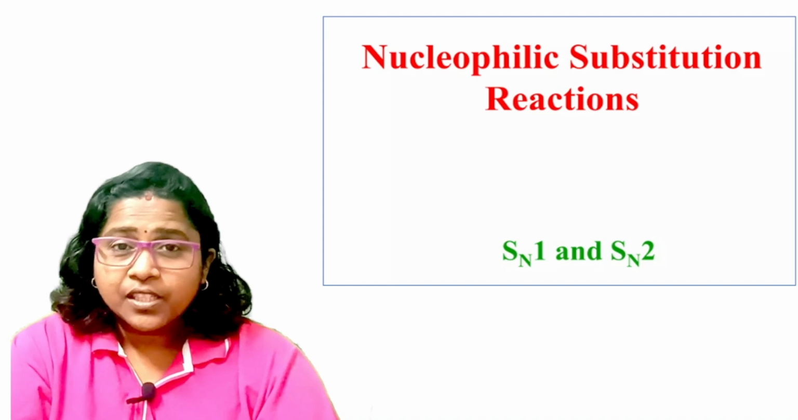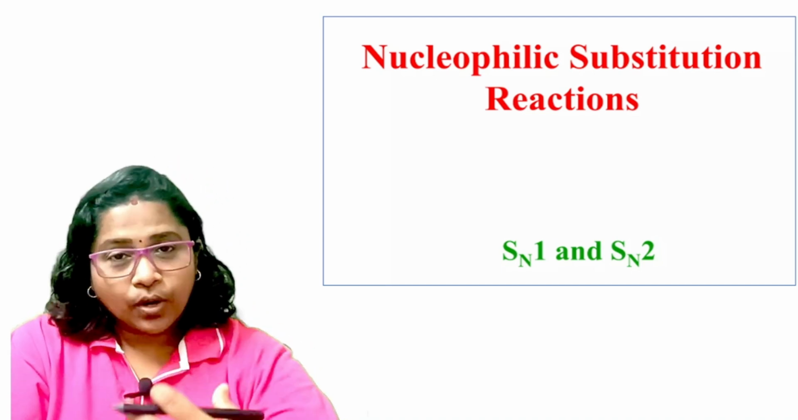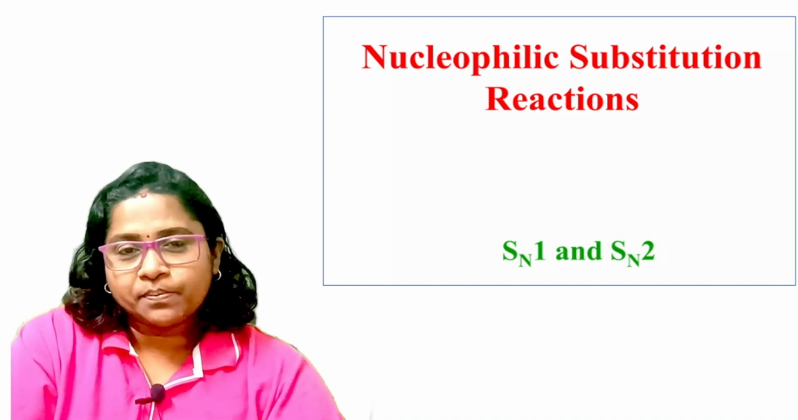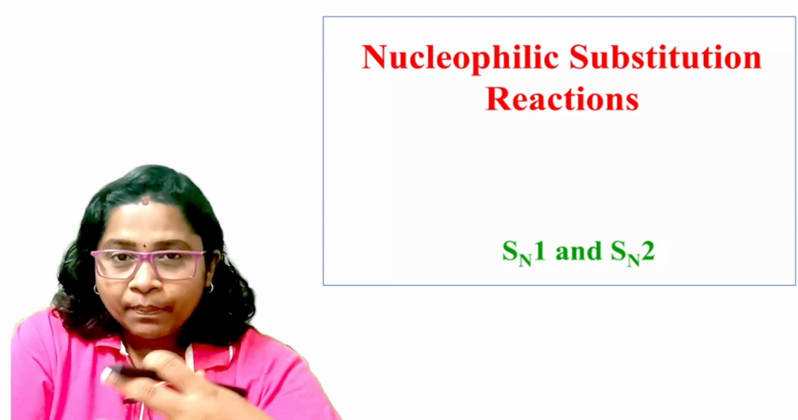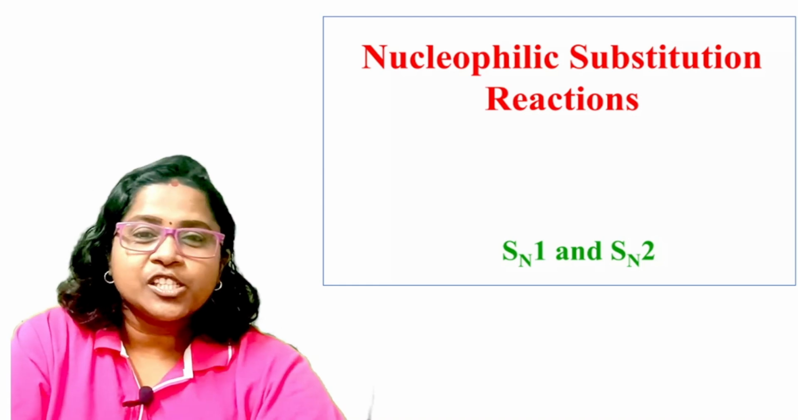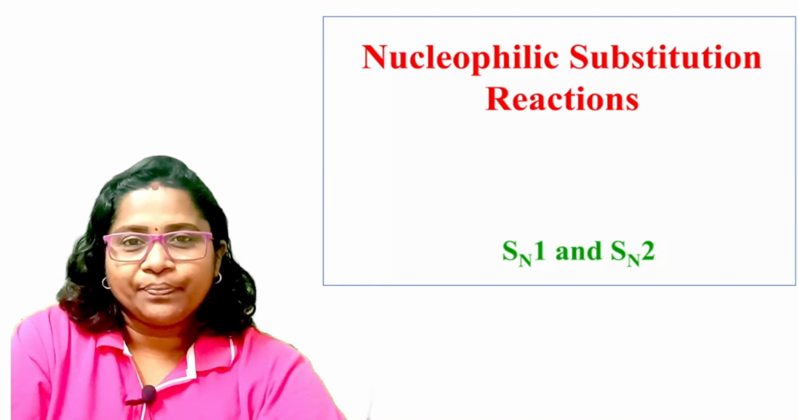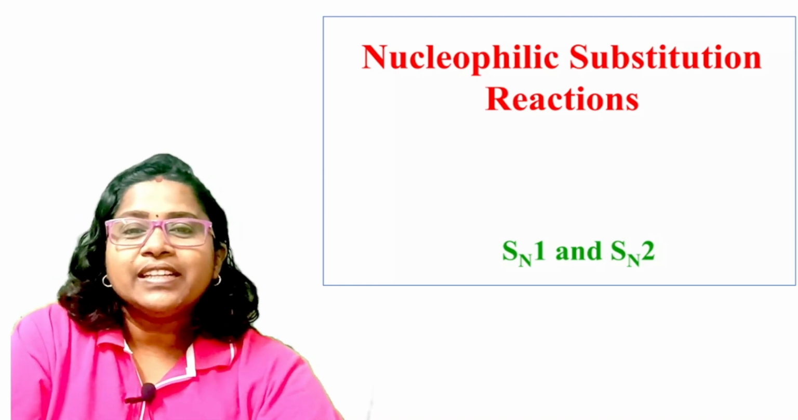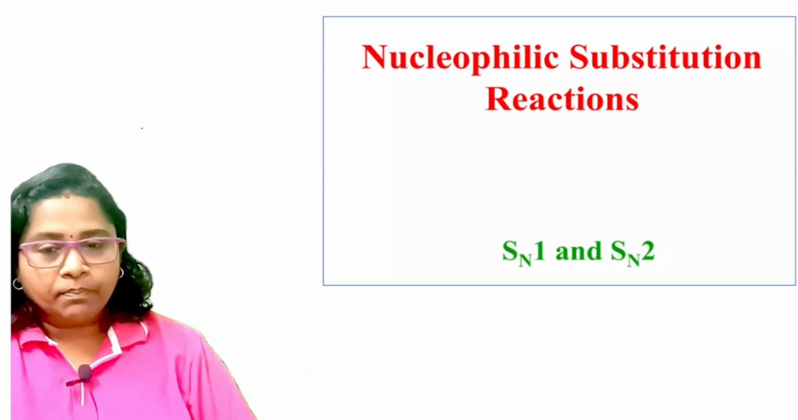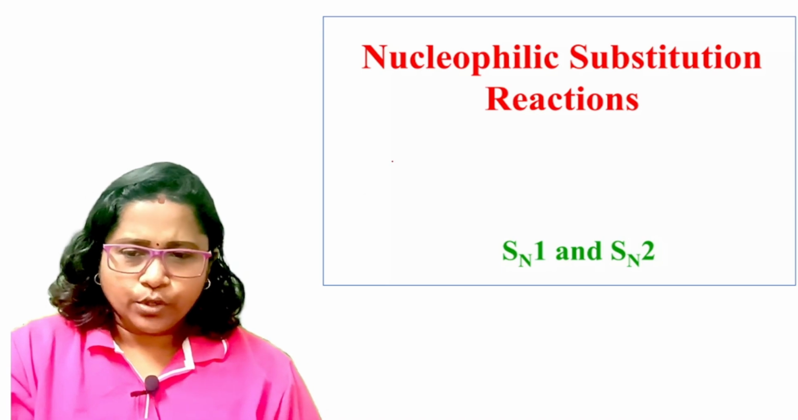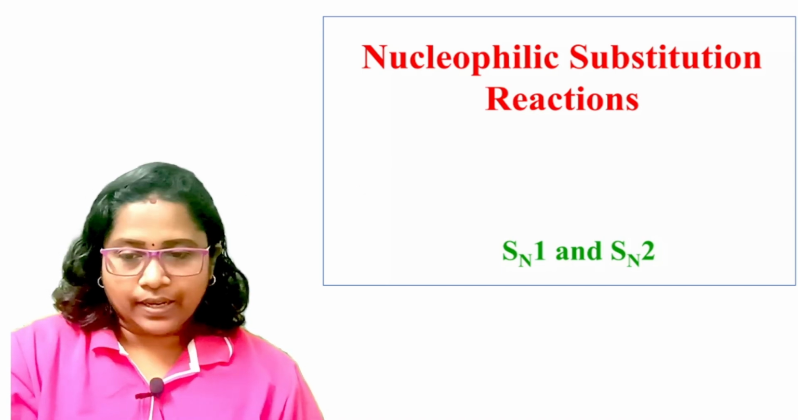What do you mean by substitution? We are replacing one atom with another atom. That's called a substitution. So here one nucleophile is replacing the halogen atom which is present in the haloalkane. So that's what a nucleophilic substitution reaction. So let me explain that. We will take a typical haloalkane. You know the structure of a haloalkane, right?